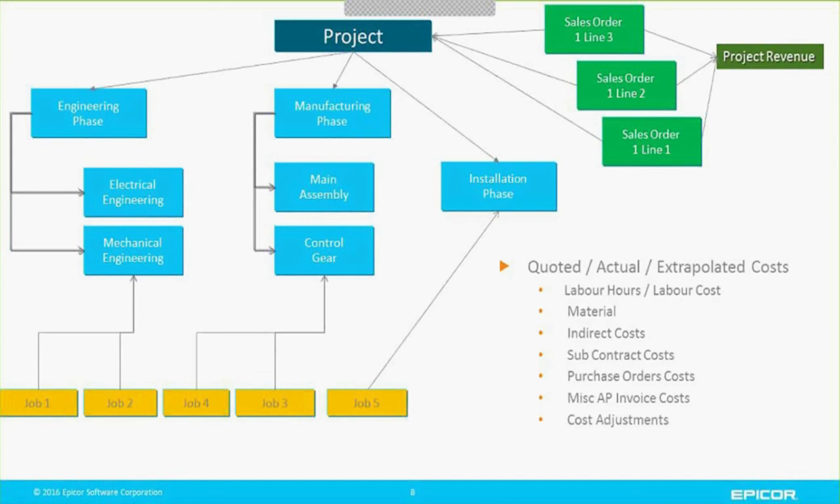Of course, during review of projects, you would be wanting to see what was quoted, what's the actual been to date, and from that, your extrapolated costs. What's my cost to complete? What's my cost at completion? What's my variation at completion versus quoted? What's my variation at completed versus budget?